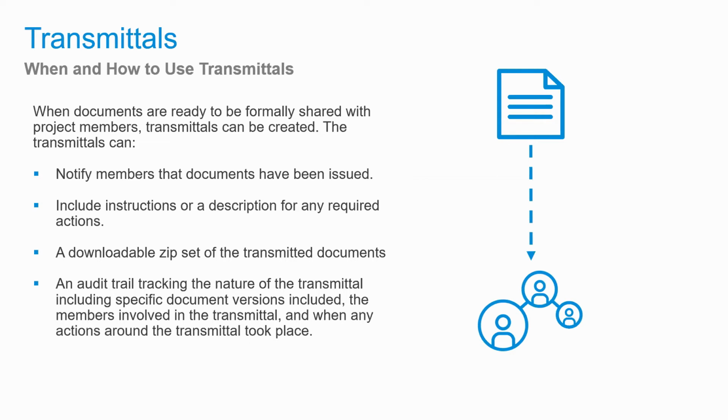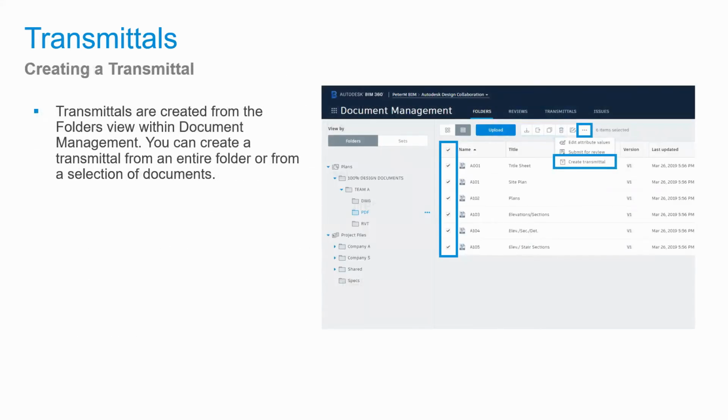Example, you will use this when a new document is uploaded and a potential cost impact needs to be delivered from team members. This ensures that the document was sent to the required recipients. Transmittals are created from the folders view within document management. You can create a transmittal from an entire folder or from a selection of documents.